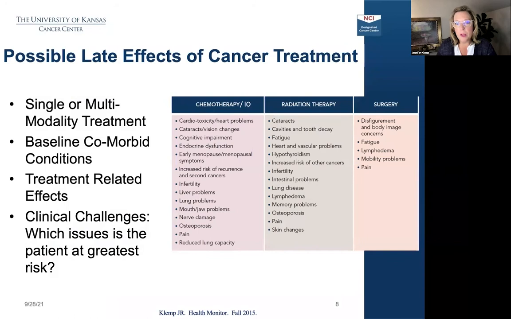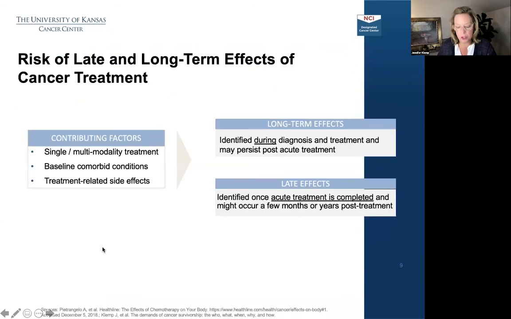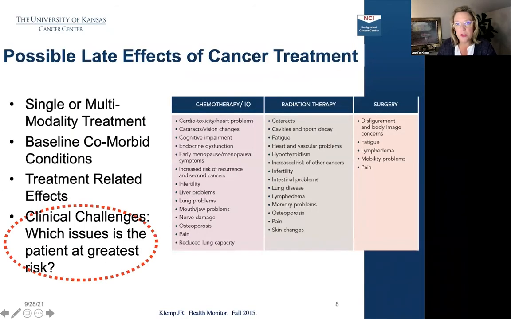And so it's our job also to understand, okay, well, what are these treatments we're giving the patients? What are those baseline comorbid conditions? How do we determine, once again, which of these clinical challenges is the greatest risk to the patient?